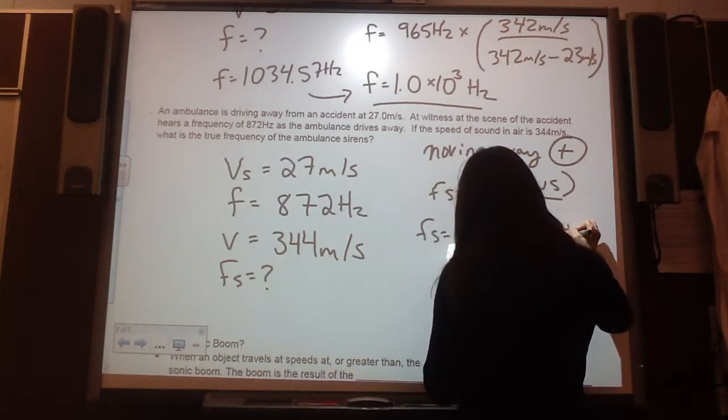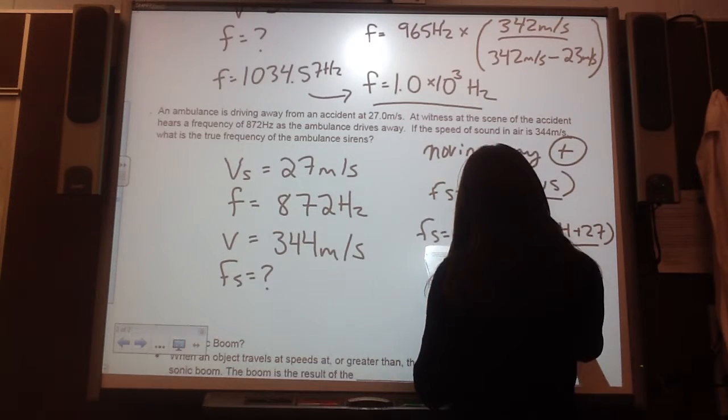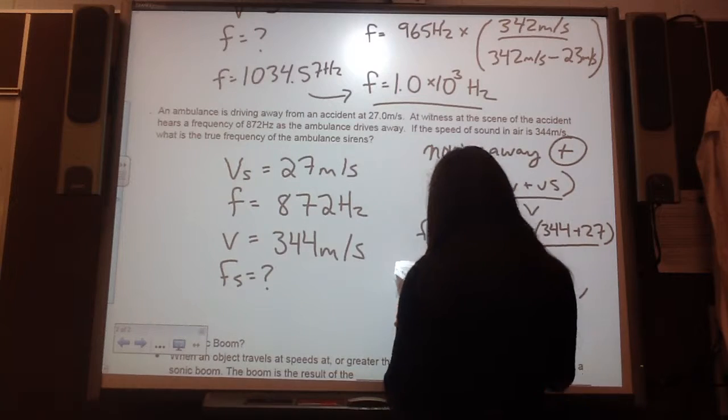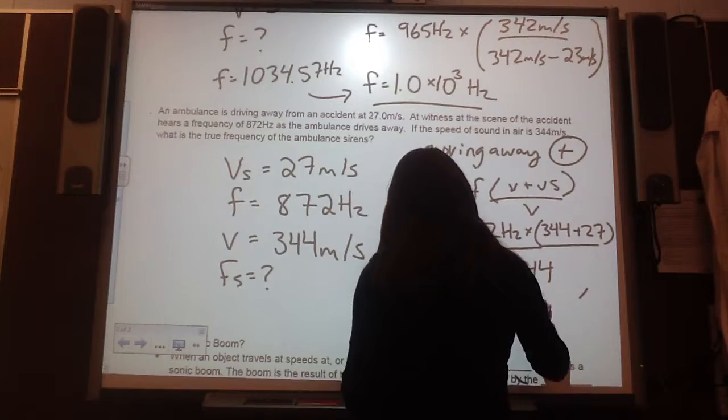So we have our 344 plus 27 over 344. So our Fs is equal to 940 hertz.